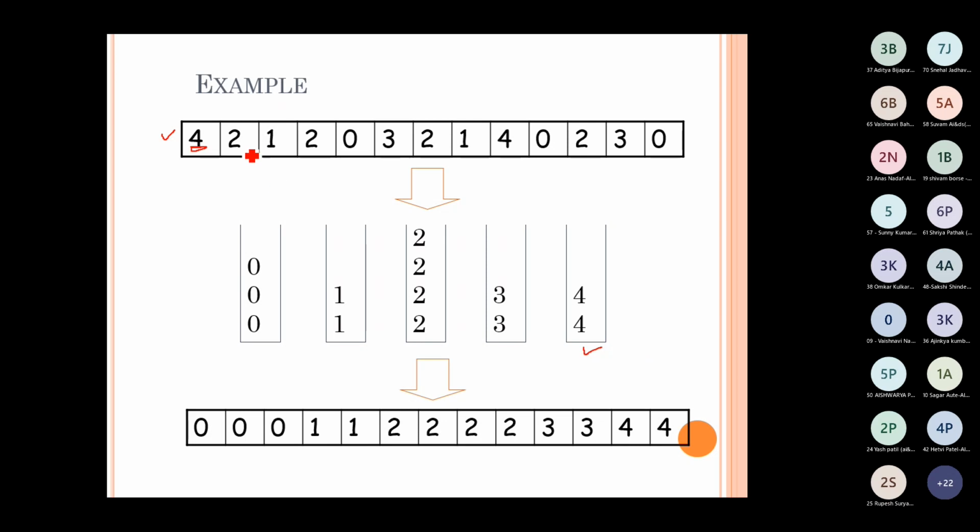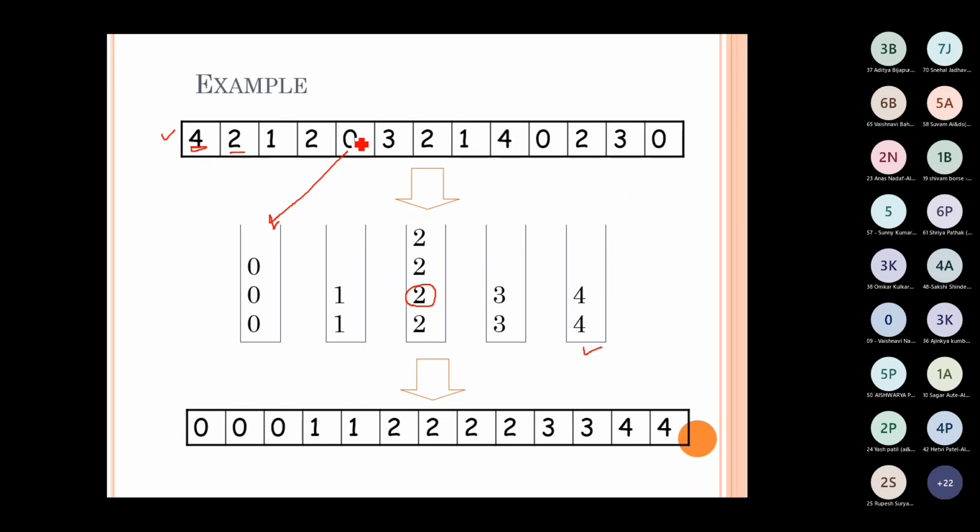Okay, so next is 2, put it in the bucket number 2. 1, put it in the bucket number 1. 2, now this second 2 is placed in the bucket number 2. Then 0 is placed in bucket number 0. Then 3 is placed here. Then 2 placed here. 1 placed in the bucket number 1, and so on till the end.